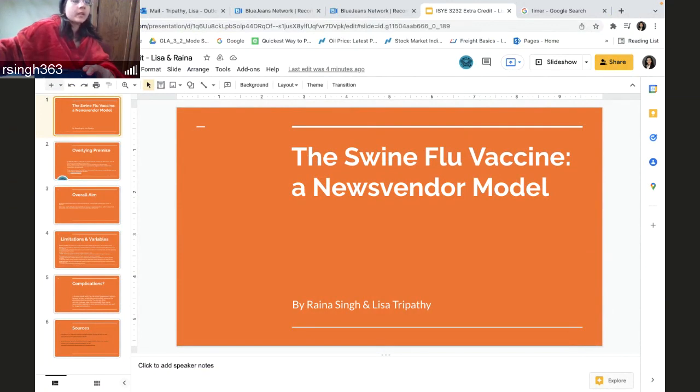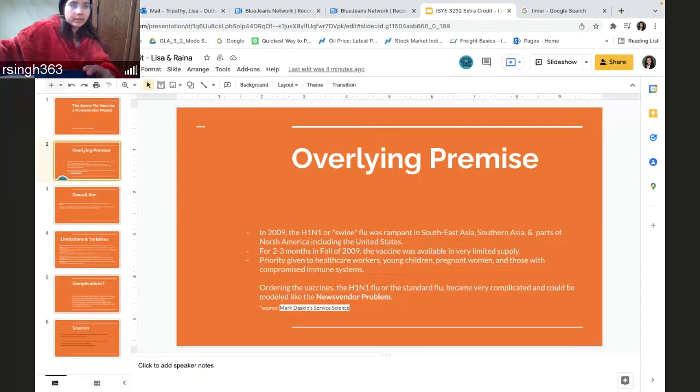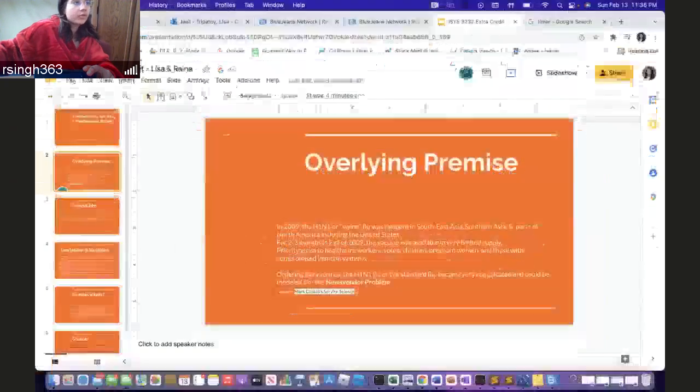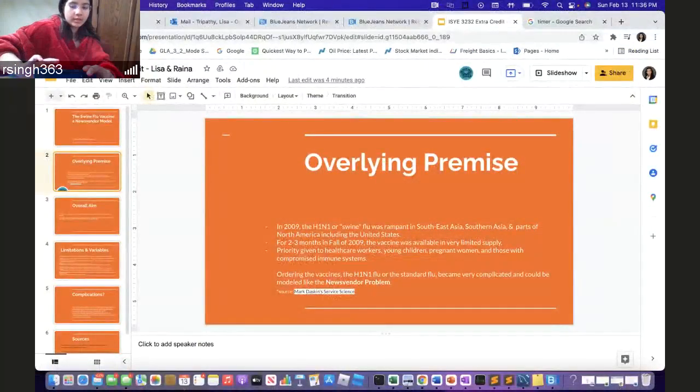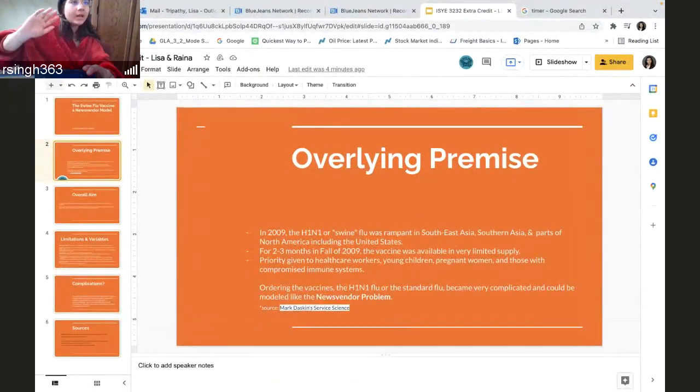So, the overlying premise is that in 2009, the H1N1 or swine flu was rampant in Southeast Asia, Southern Asia, and parts of North America, including the United States. For about 2 to 3 months in fall of 2019, the vaccine was available in very limited supply, and priority was given to healthcare workers, young children, pregnant women, and those with compromised immune systems. So, ordering the vaccine, whether it was the prioritized or the standard flu, became very complicated and it could be modeled as a news vendor problem.